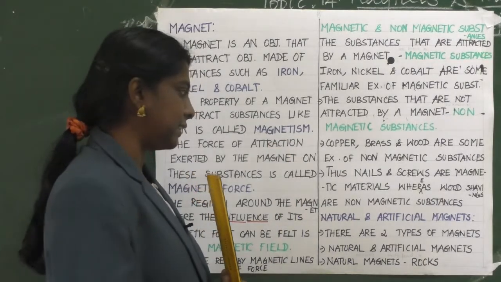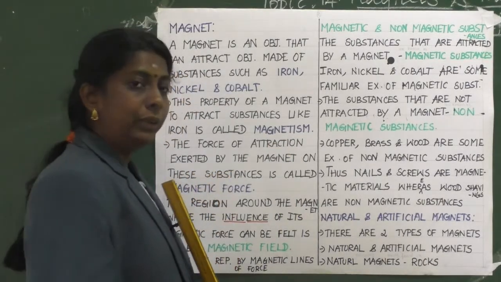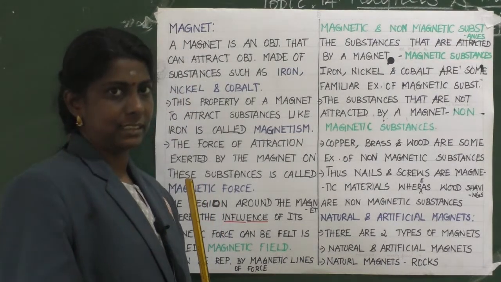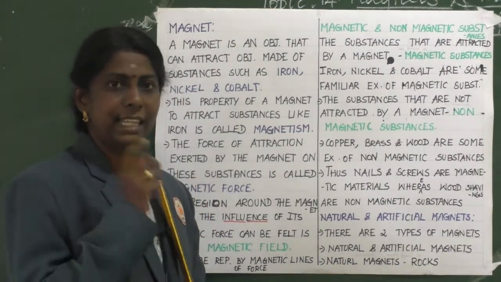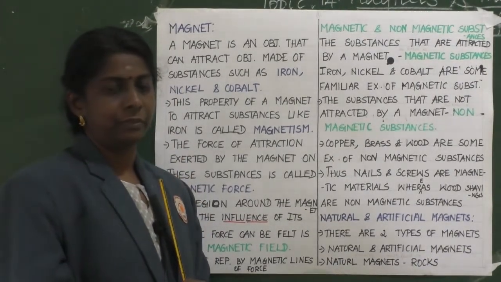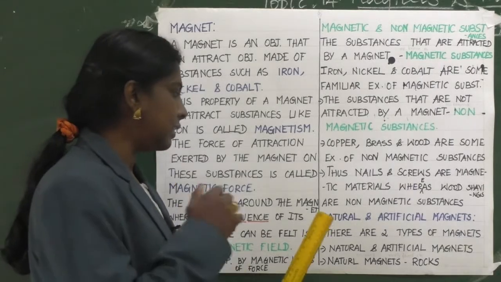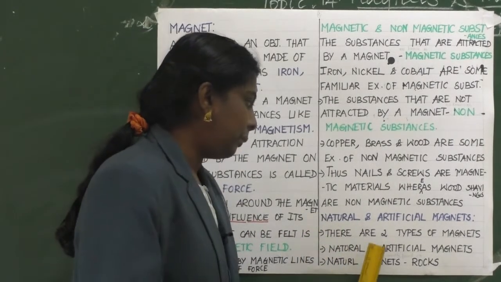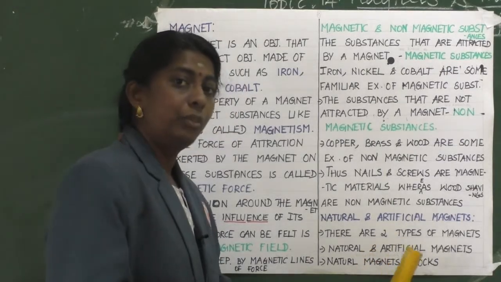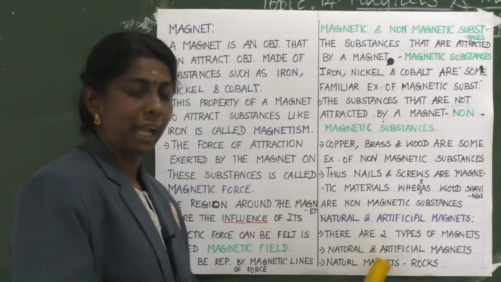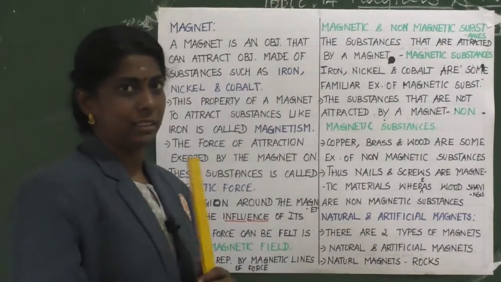So, now we are going to learn about natural and artificial magnets. There are two types of magnets, natural magnet and artificial magnet. We are going to learn first about natural magnets. Naturally occurring magnets are mostly found in rocks.